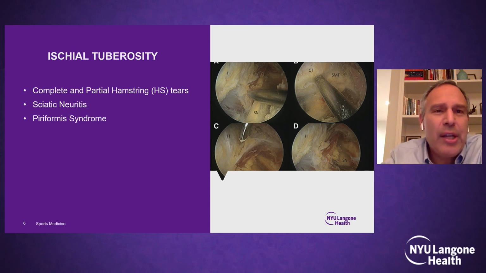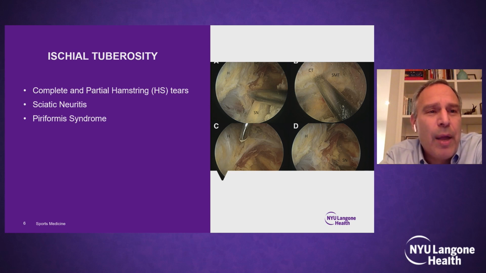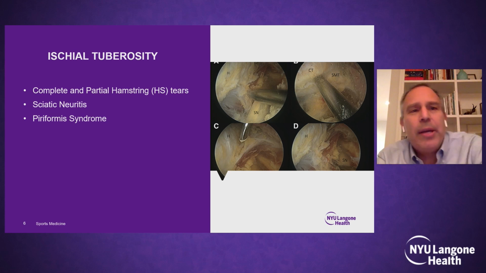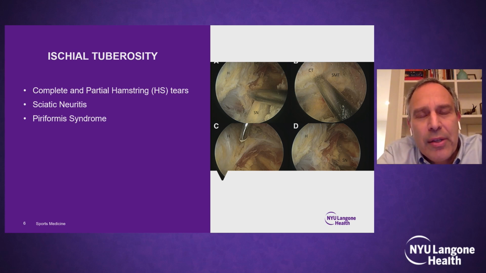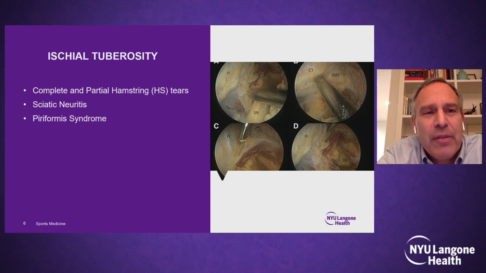On the ischial tuberosity, I personally don't do it for complete proximal hamstring tears. I still do that open, but for chronic partial hamstring tears, I think this is a very good avenue if they failed all kinds of conservative treatments, including PRPs, maybe stem cell. It can be very effective.